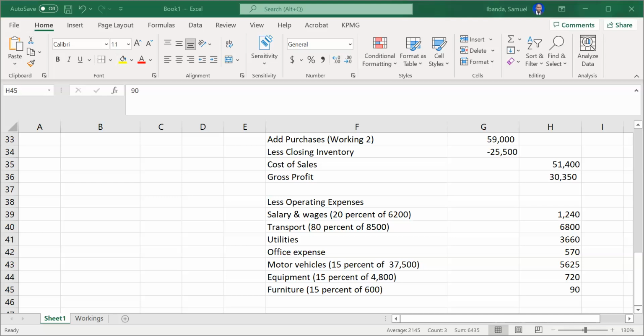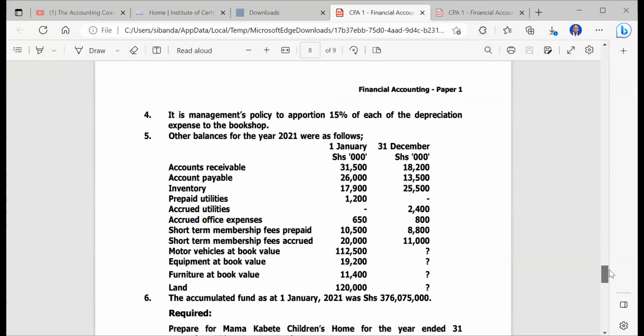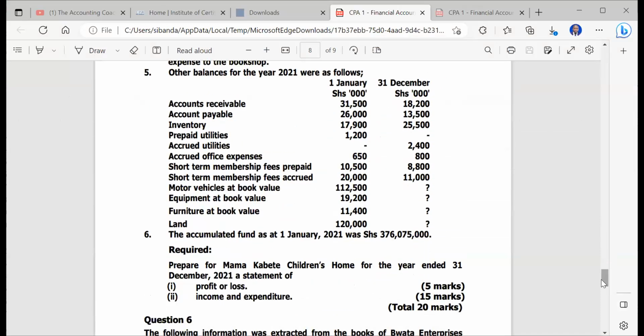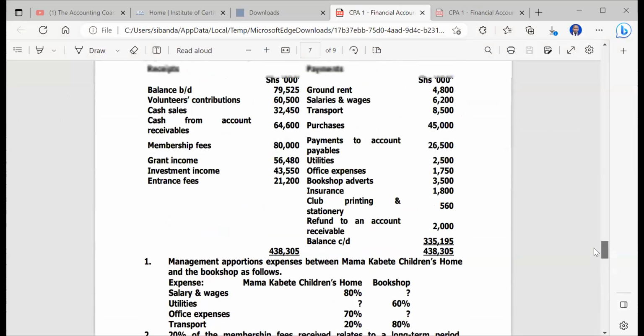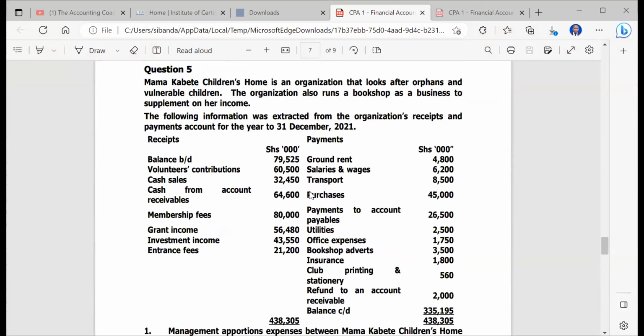Now, the next thing we do is we try out and see if there are any other expenses relating to this entity. So when you come here, there are also others that don't have additional information. For example, book advert. So this one, I'll take it the way it is. Book advert is automatically for the bookshop and doesn't have any additional information. So I'll just take it away.